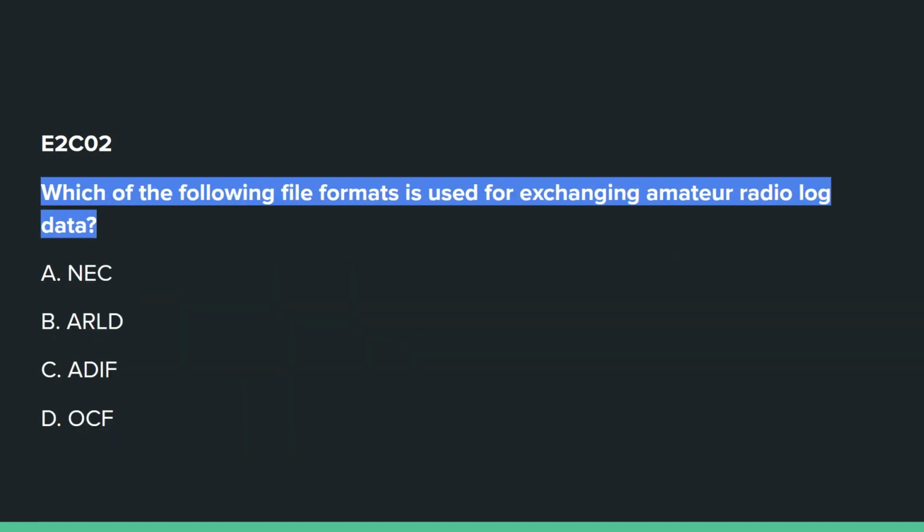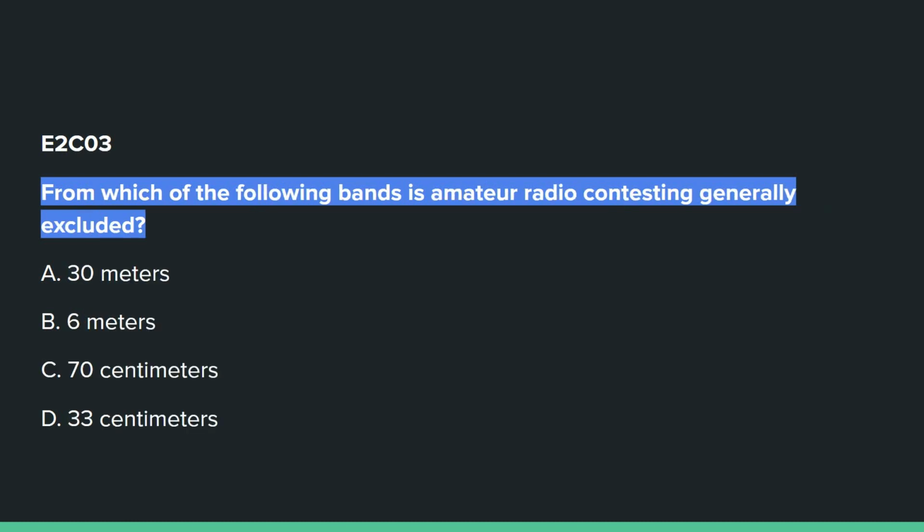E2C02, which of the following file formats is used for exchanging amateur radio log data? And that is C, ADIF. E2C03, from which of the following bands is amateur radio contesting generally excluded? A, 30 meters.